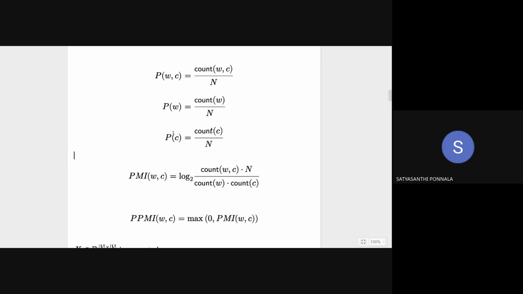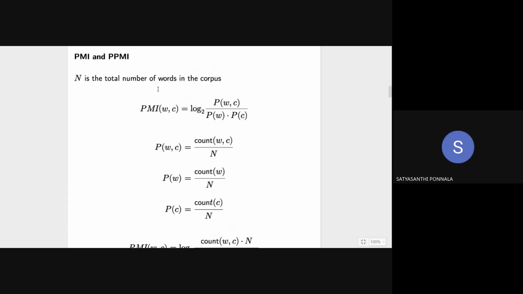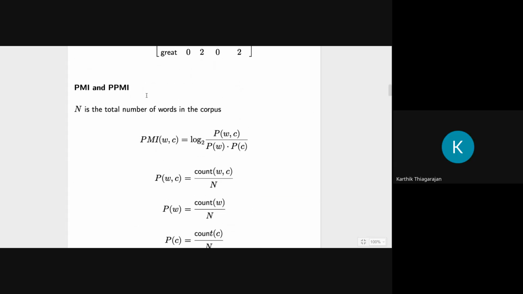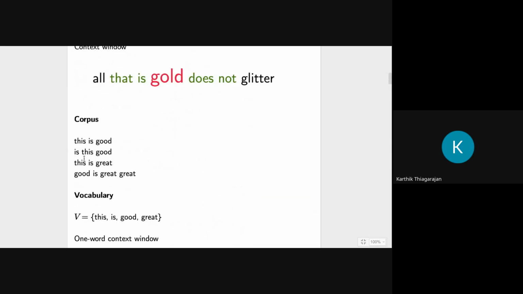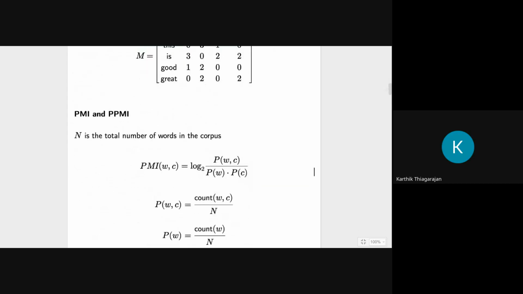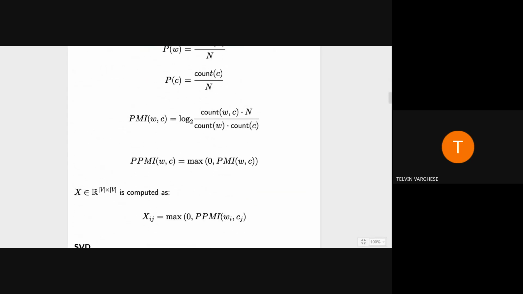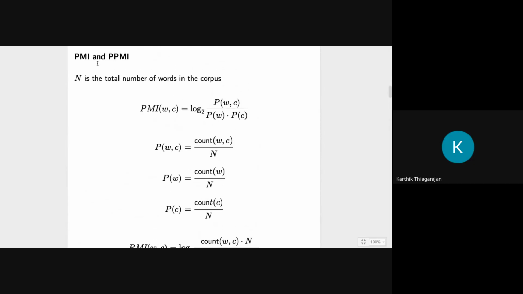So this N, sir, N is not unique words, right? No, it is the total number of words in the corpus. Vocabulary size would be the number of unique words, right? Okay. So if N is given in a question, should we take the N in the question or the number of words in the corpus? Yeah, you can take the N in the question.